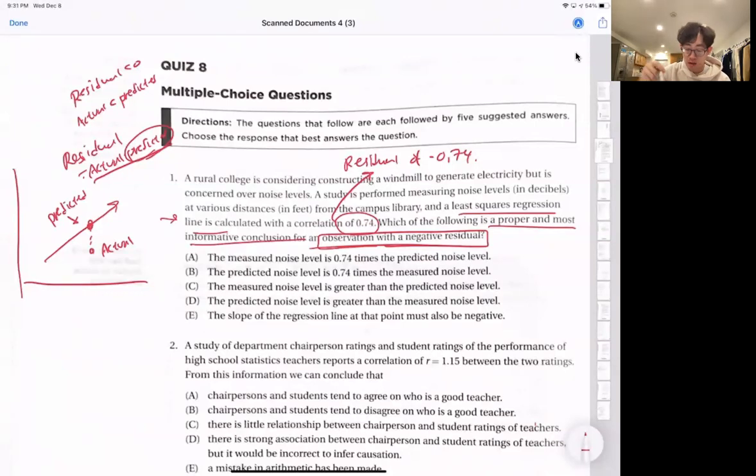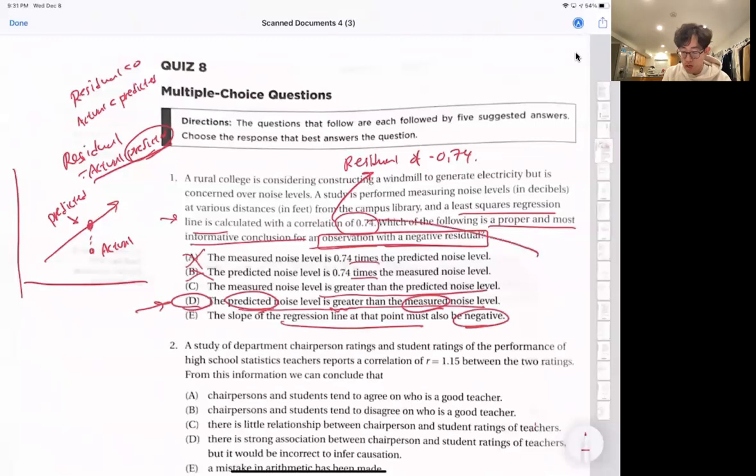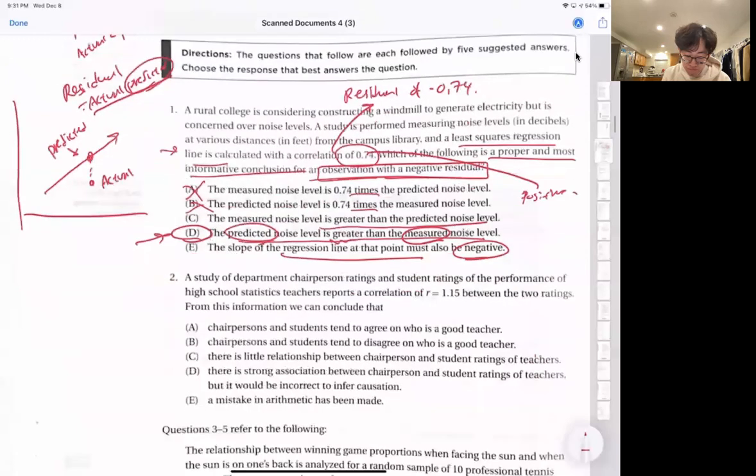It's below the line. So the predicted noise is 0.74 times. We don't want to say it's any multiples of anything like that. The measured noise is greater than the predicted noise level. The predicted noise level is greater than the measured noise level. It's actually D, so the predicted is higher than the measured, or in this case, actual. The slope of the regression line at that point must also be negative. No, the slope is going to be positive because the correlation coefficient right here is positive. So none of the answer choices will make sense other than D.